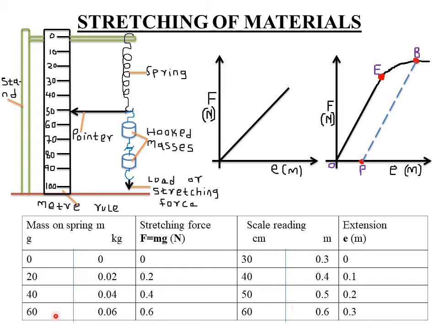Then the fourth step, you attach another third mass of 20 grams. So when there are three masses of 20 grams, it means the total mass will be 20 gram plus 20 gram plus the third 20 gram. So 20 plus 20 plus 20, you obtain 60 gram. Then 60 gram into kilogram, you'll obtain 60 divided by 1000, which is 0.06 kilogram.